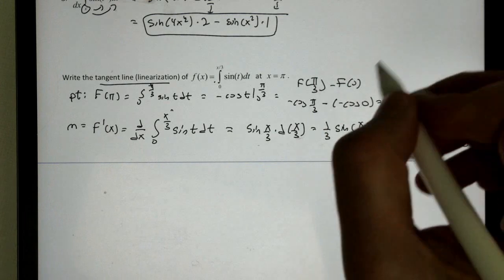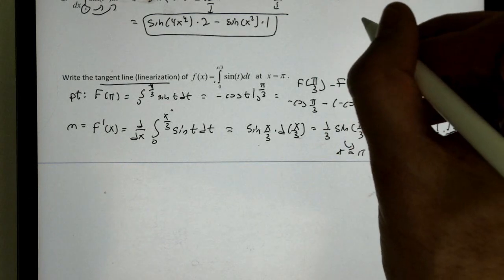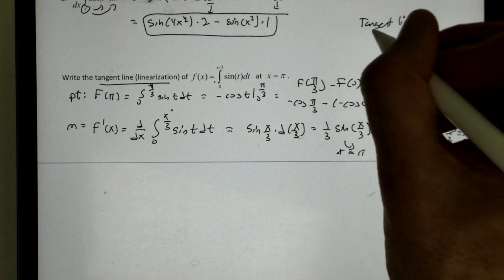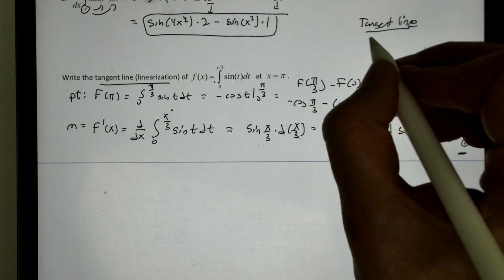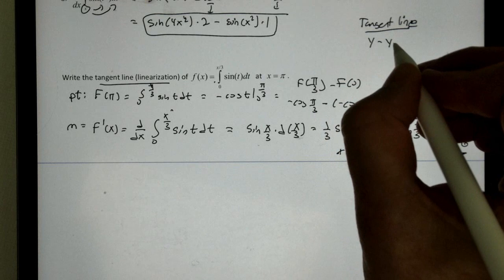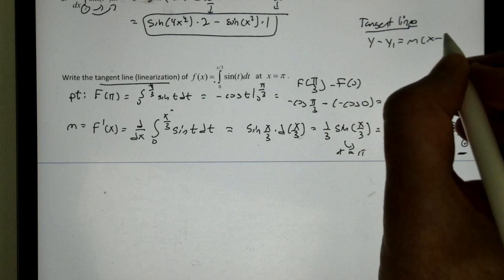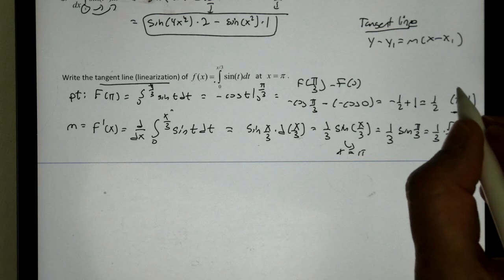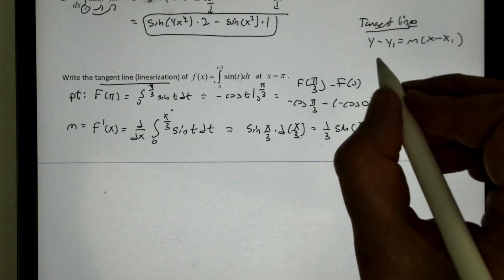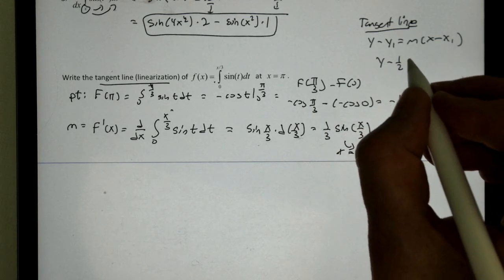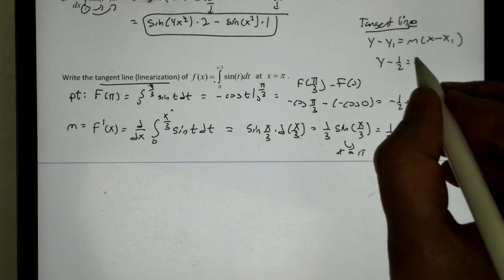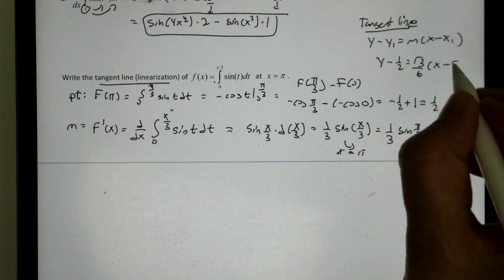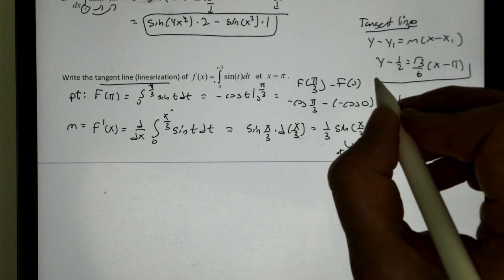Now the last thing we have to do, and I ran out of room here, is to write our tangent line. To write a tangent line, we use the same formula all the time. y minus y1 equals m times x minus x1. So here's our point, x1, y1. So we get y minus 1/2 equals m, which we said was root 3 over 6, times x minus, in this case, pi. And there's our tangent line.